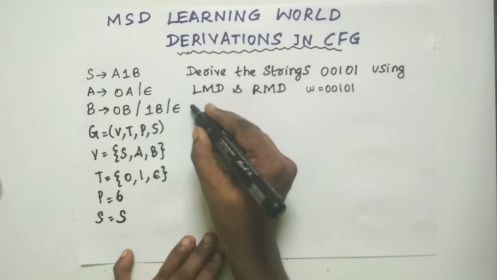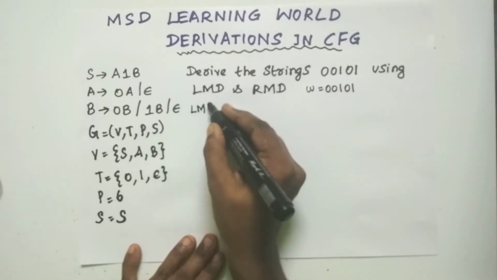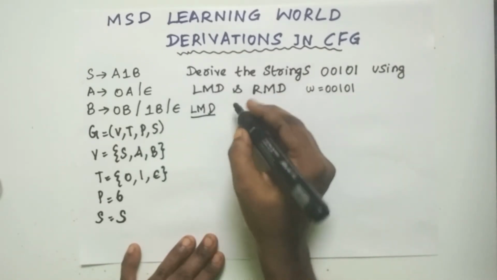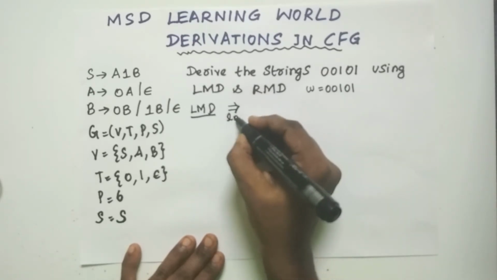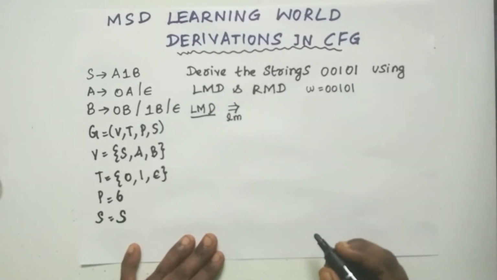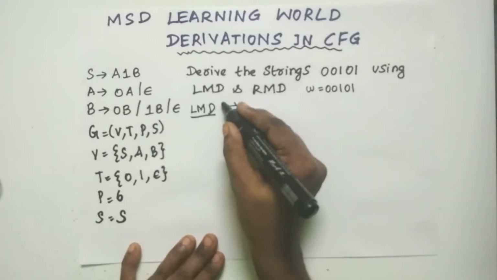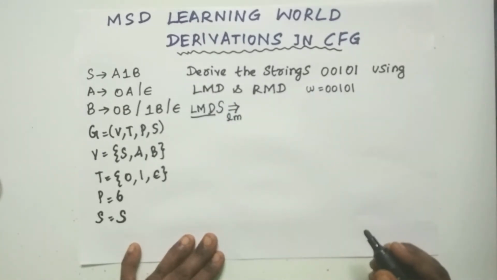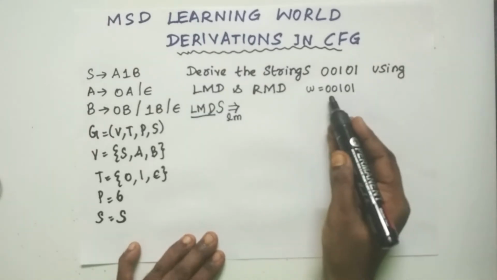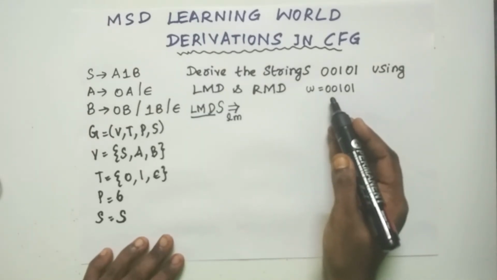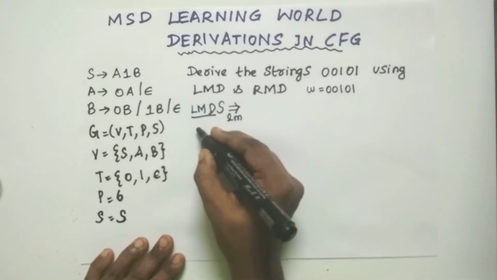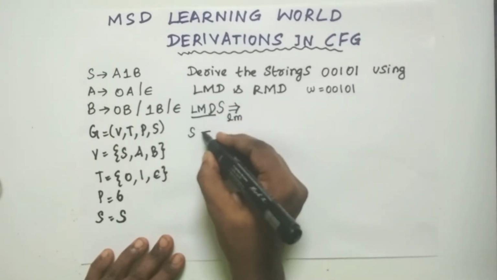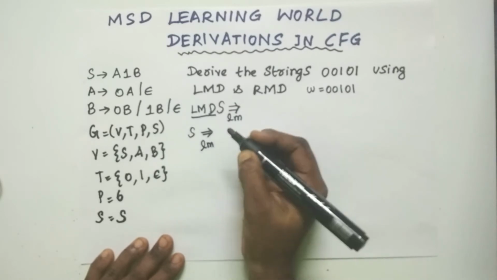Now let us see the leftmost derivation for this string. The leftmost derivation is represented by an arrow mark with LM specified on the bottom. So here the starting symbol is capital S, so we have to start with the capital S. Now let us see whether this W equal to 00101 is derived from this grammar. So S derives, leftmost derivation.